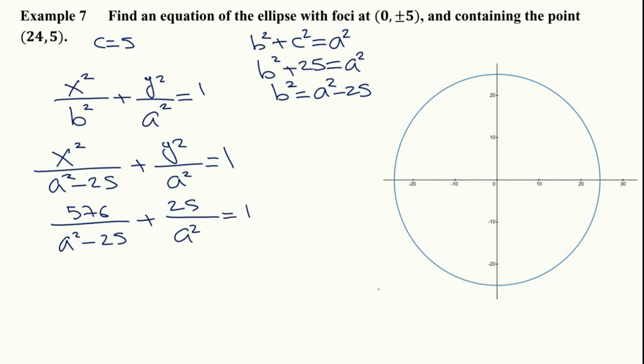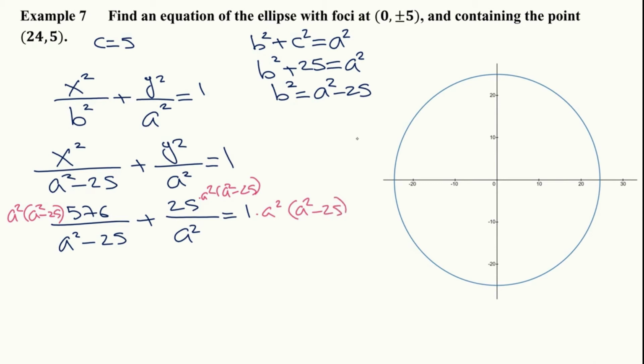Okay, so now we're going to go ahead and try to solve it, because now we finally have one equation in one unknown, right? So we know that the LCD is going to be a squared times a squared minus 25. So we'll go ahead and multiply both sides by the LCD. Don't forget, that means every term has to get multiplied by a squared times a squared minus 25: the first term on the left side, the second term on the left side, and of course the right side.